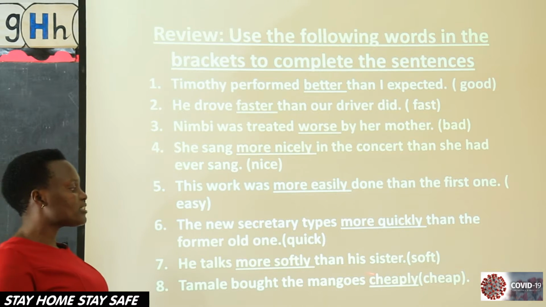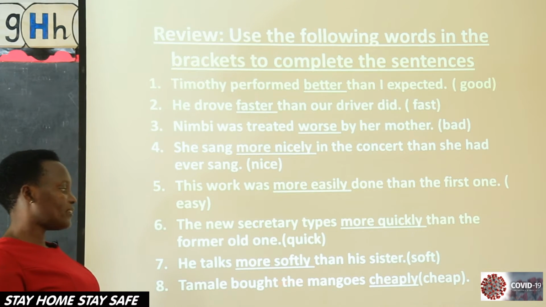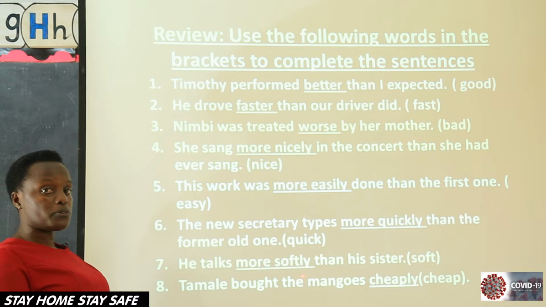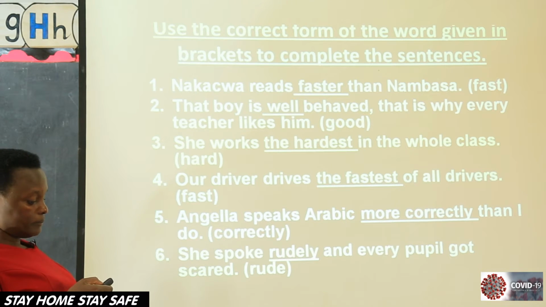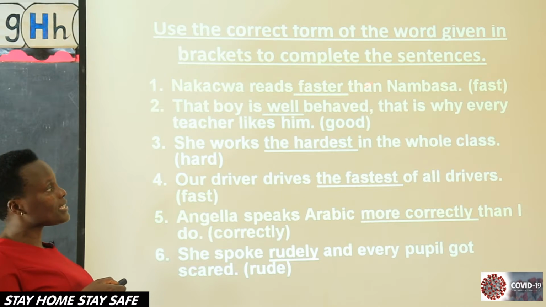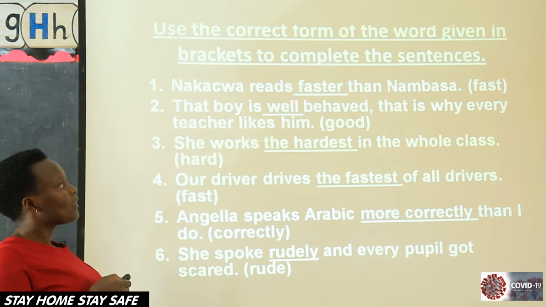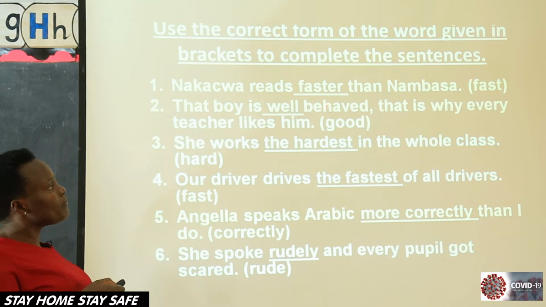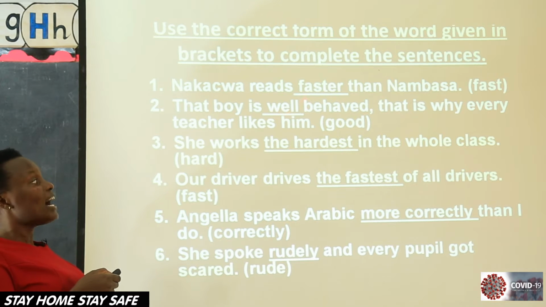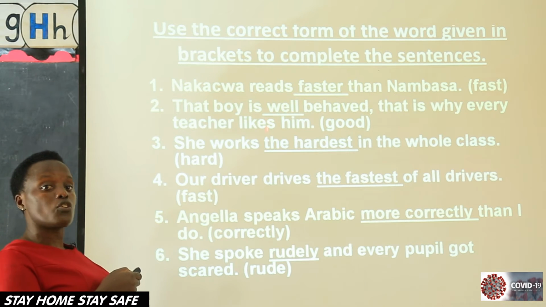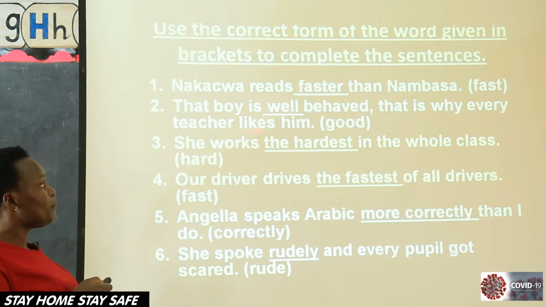Tamari bought the mangoes cheaply. Now this one, it is not comparing. That's why you are using the positive form. Nakacha reads faster than Nambasa. That boy is well behaved. That is why every teacher likes him. Now, from good we use well. And here we don't compare because it is only one person being talked about.